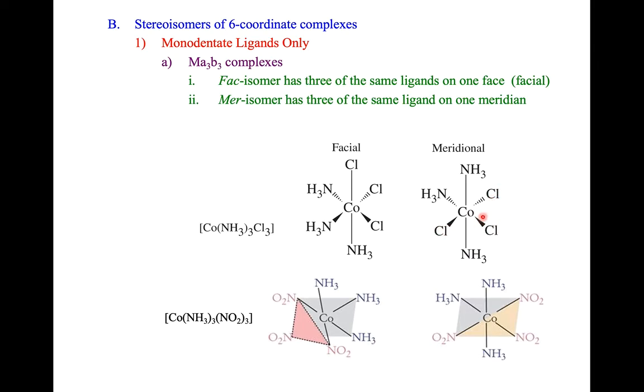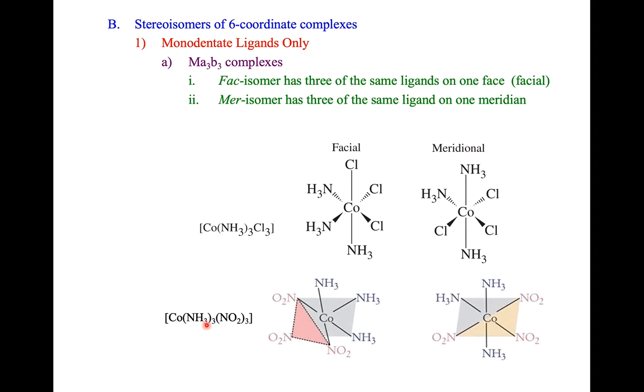So these 3 are in the same plane, where this chloride and this chloride are 180 away, and then this chloride and this chloride is 90 degrees. This chloride and this chloride is 90 degrees. This is the meridional configuration. And then here's another molecule.